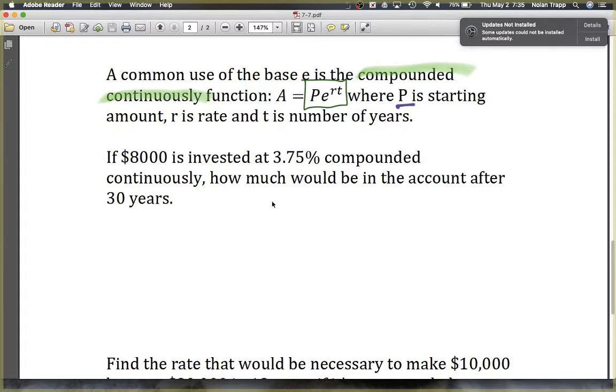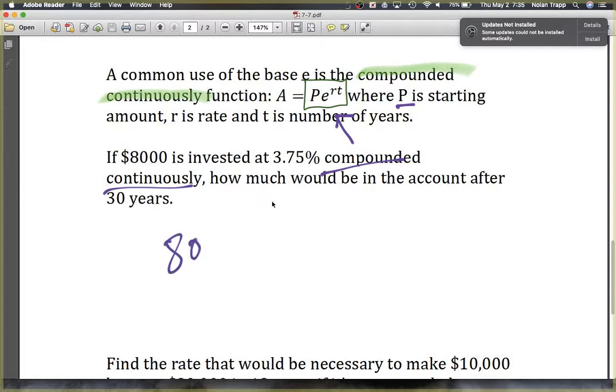Where P, just like in the other interest equation, is your starting amount. R is your interest rate and T is the number of years. Notice there is no N in this one if you remember the other equation because the E takes care of that. So if I have this equation, 8,000 is invested at 3.75, compounded continuously. Once again, that immediately points me to this equation. How much will we have after 30 years?